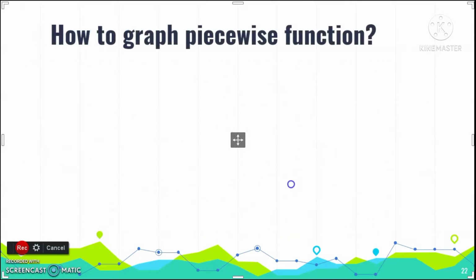How to graph the piecewise function? As we have mentioned before, piecewise function contain different functions for each of the given intervals. This means that when graphing piecewise function, expect to graph different functions for each interval as well. Here are some quick reminders when graphing piecewise function.